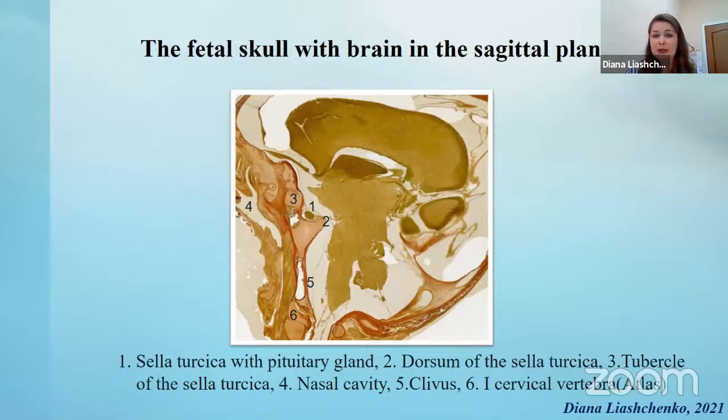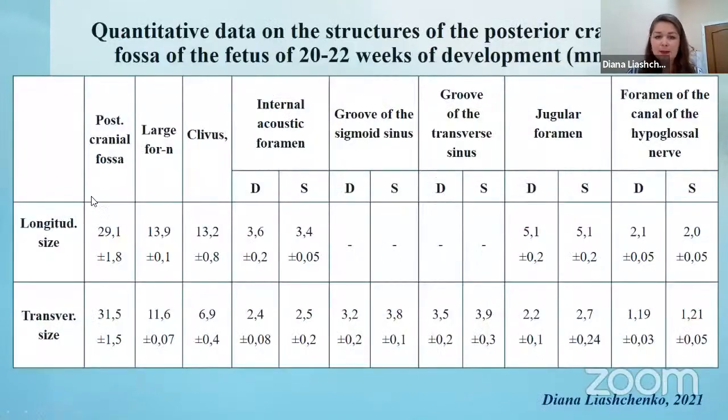Histotopograms help us to receive small details in the anatomy and topography of the brain and skull, and as I said in the first report today, they give us the ability to receive small details of microscopic anatomy and topography in fetuses. And here is a summarizing table with the sizes of all the structures I mentioned. I will not stop on these sizes because I want to give you short information about the hindbrain of fetuses.